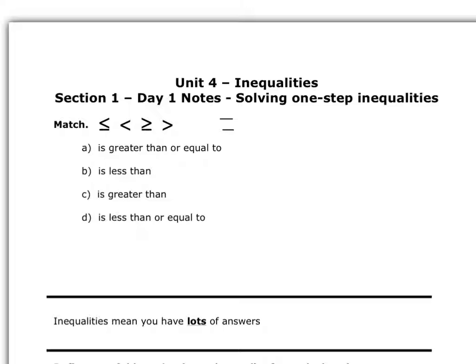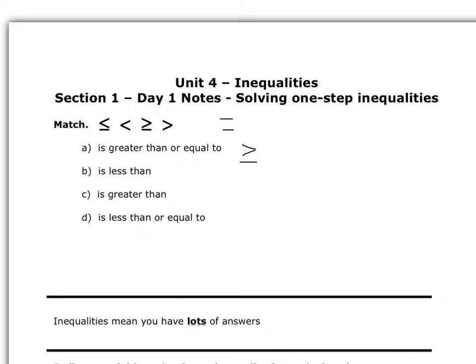For letter A, you have is greater than or equal to. If you have an "or equal to" in your inequality, that means it has a line underneath it. So remember that it has a line underneath it. For A, is greater than or equal to is going to be that guy.